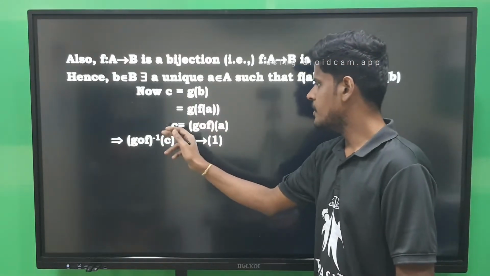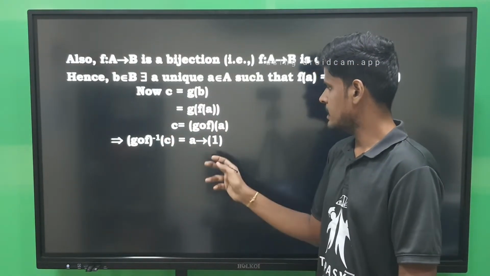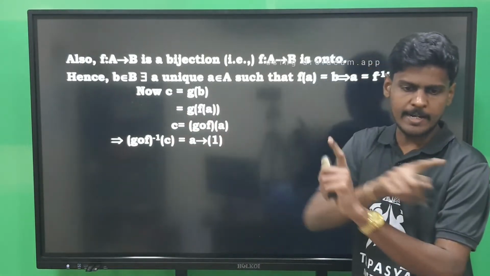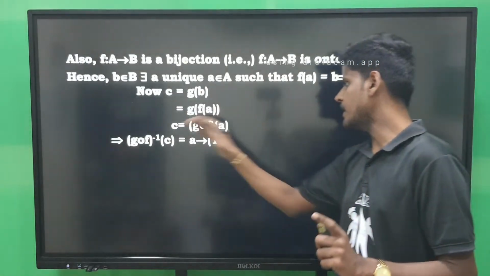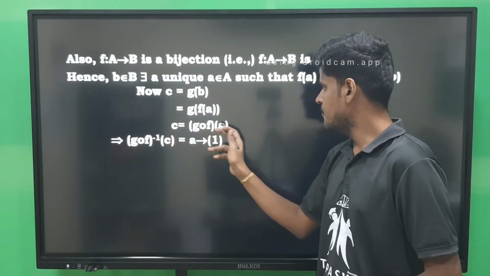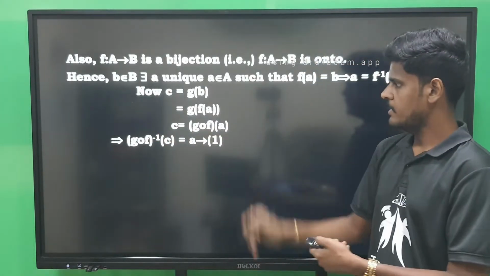Now (g∘f)⁻¹ of c is a. That is obvious, because for an inverse function the output becomes the input and the input becomes the output. So (g∘f)⁻¹ of c is nothing but the input of this value, that is a.